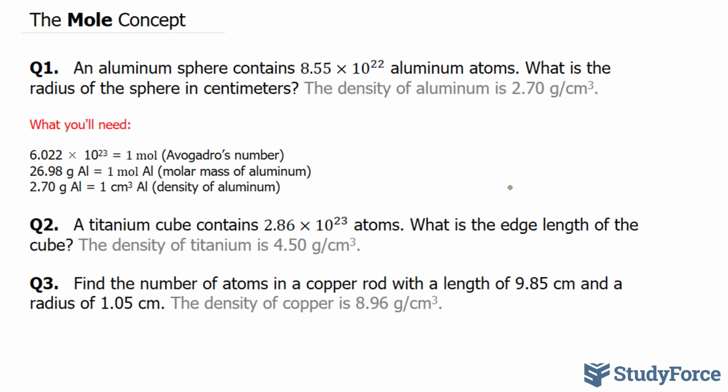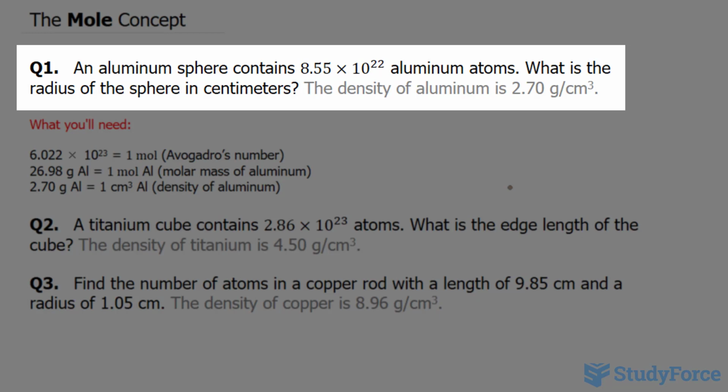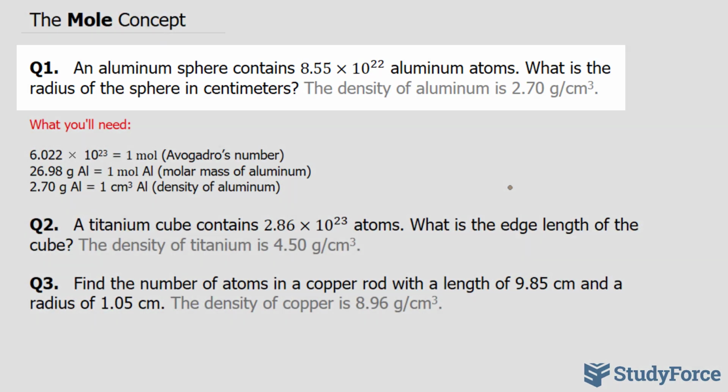In this lesson, we'll focus on the mole concept. The question reads, an aluminum sphere contains 8.55 times 10 to the power of 22 aluminum atoms. What is the radius of the sphere in centimeters?